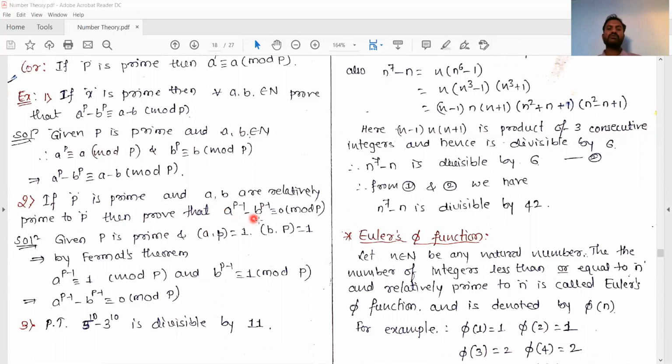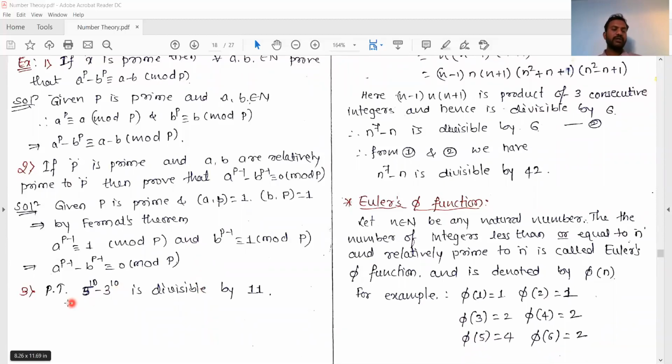Then second example: if p is a prime and a, b are relatively prime to p, then prove that a raised to p minus 1 minus b raised to p minus 1 is congruent to 0 mod p. Given p is a prime number, and a and b are relatively prime to p, that is, GCD of a and p is 1, and similarly GCD of b and p is also equal to 1. Then by using Fermat's theorem, as a and p are relatively prime, a raised to p minus 1 is congruent to 1 mod p. Similarly b raised to p minus 1 is congruent to 1 mod p. Now subtracting these both, a raised to p minus 1 minus b raised to p minus 1 is congruent to 0 mod p. That's the required.